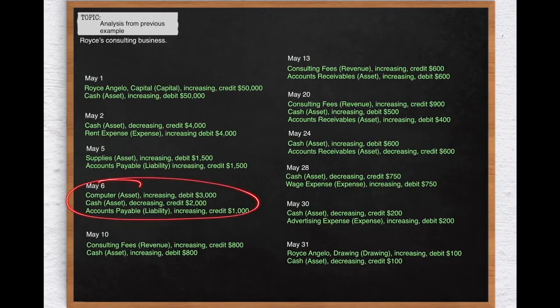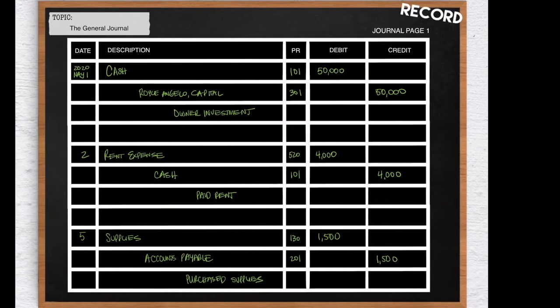Let's go to the next date. This is the one that we have 3 accounts. It takes place on May 6th. The business bought a computer, paid some cash, and then the rest is owed and will be paid out in the future. So we have a debit of $3,000, a credit of $2,000, and a credit of $1,000 to those 3 accounts.